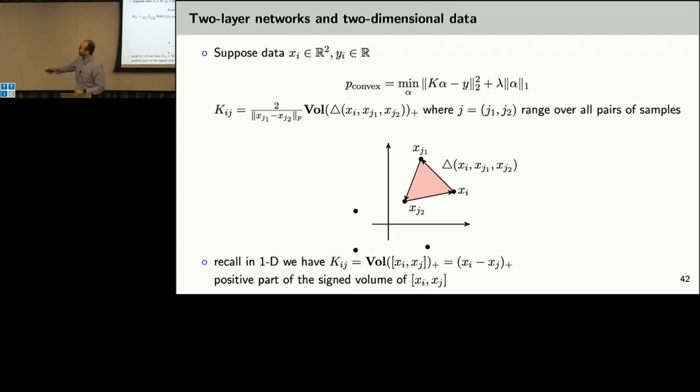So in 2D, how it works is, in the Lasso formulation, you're going to have K, and the elements of K are described by volumes of triangles. And these triangles have a very simple formula with the wedge products. In 1D, it actually simplifies to this formula, which is giving you the ramp function, (xi minus xj) plus, which in fact is the signed volume of the interval xi, xj, and you have the positive part, the ReLU. So in 2D, the generalization is the volume of a triangle, where the sign of the triangle is determined by the directionality of the edges.